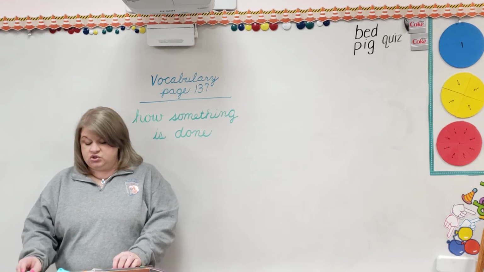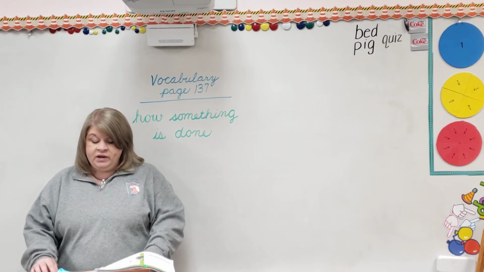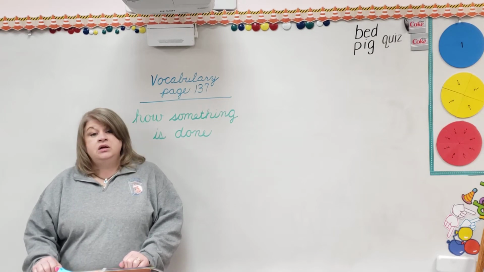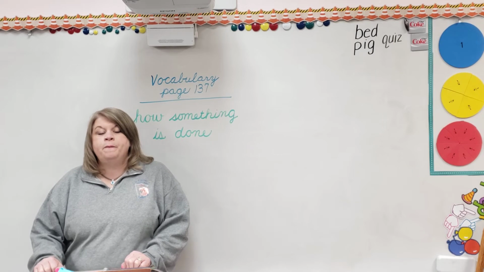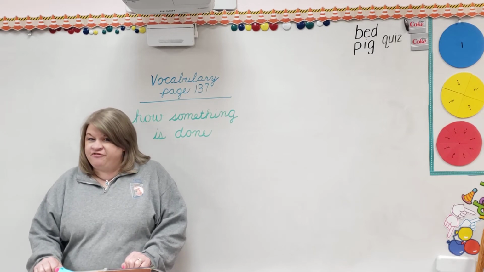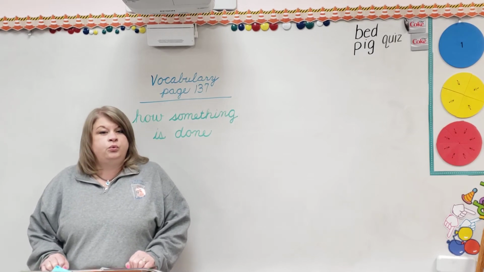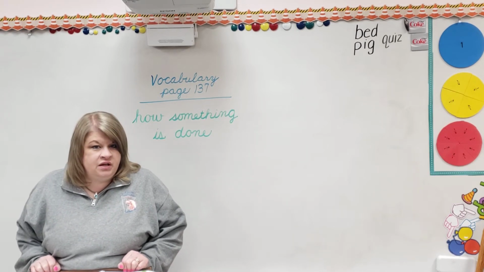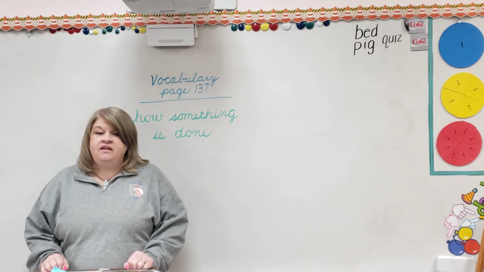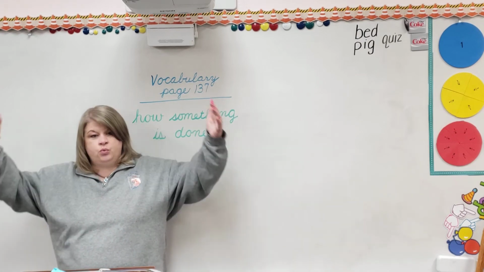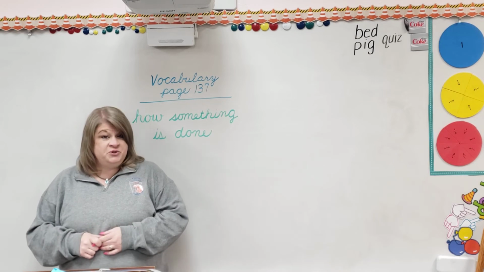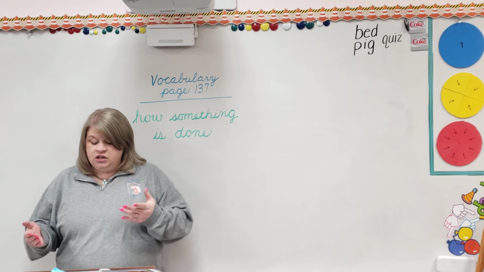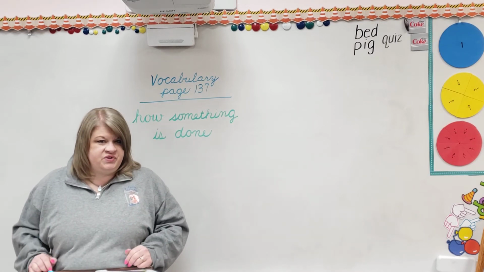Now that you've read that story, we are going to learn a new context clues strategy. Now remember, a context clue is what you try to find when you're unsure of what a word means. You're going digging for clues. It's a mystery. So you look at the clues in the context. The context is what is around it. So this is a new strategy we're learning. We are learning the context clue strategy, looking for how something is done.